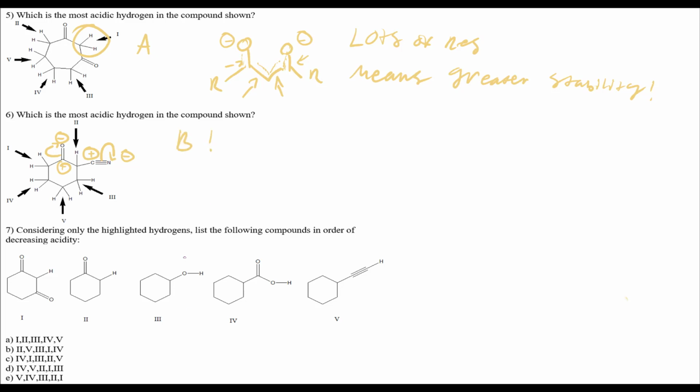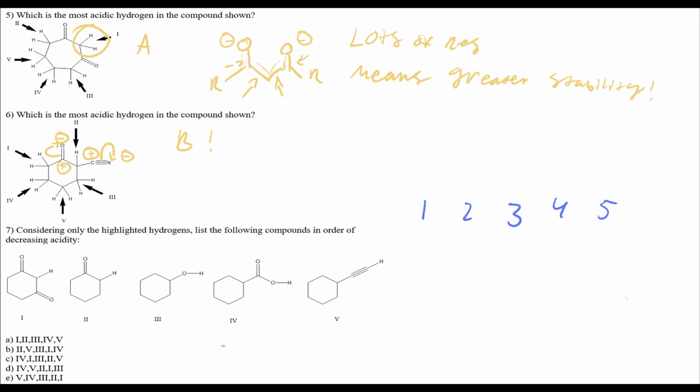Number 7. Considering the highlighted hydrogens, list the following compounds in order of decreasing acidity. Okay, so we're going to write out the numbers. We're going to do 1, 2, 3, 4, and 5. Okay, so this is where our memorization comes into play.